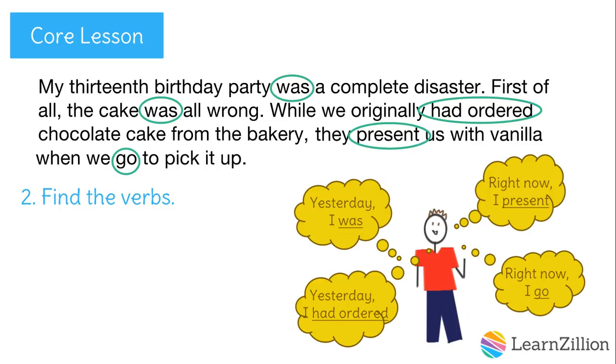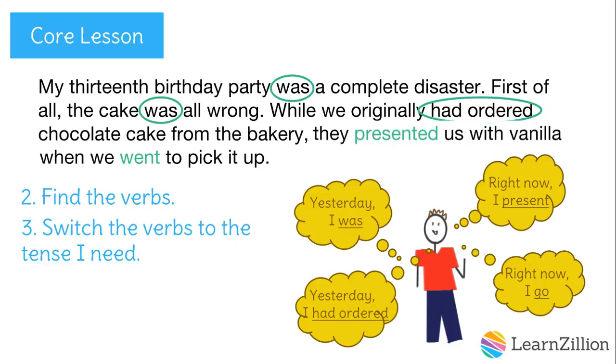So now I'm going to move on to step 3 in this process, which is to switch the verbs into the tense I need. Remember, we want to be writing in the past tense, so I'm going to rewrite the present tense verbs as past tense verbs. Instead of present, I want to use presented, and instead of go, I'm going to use went. Now, all of my verb tenses are consistent.